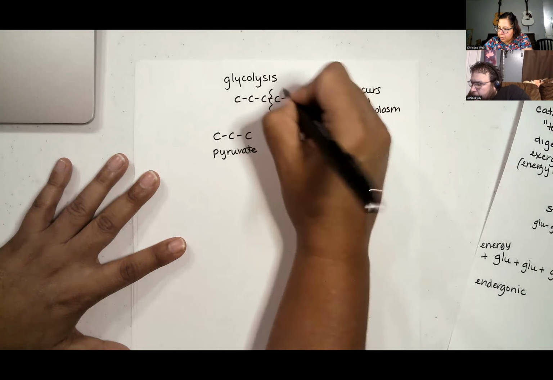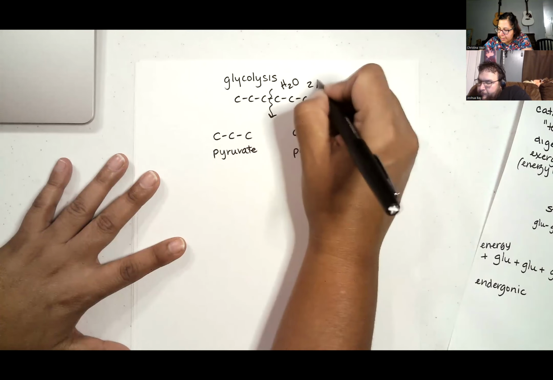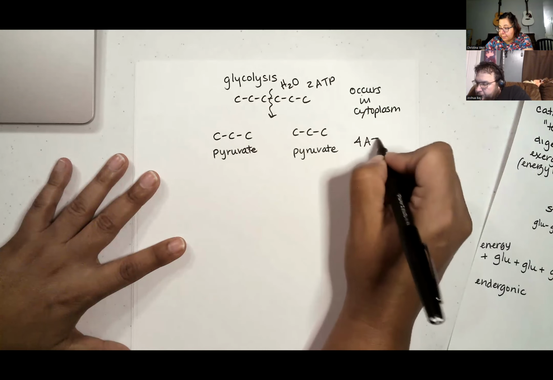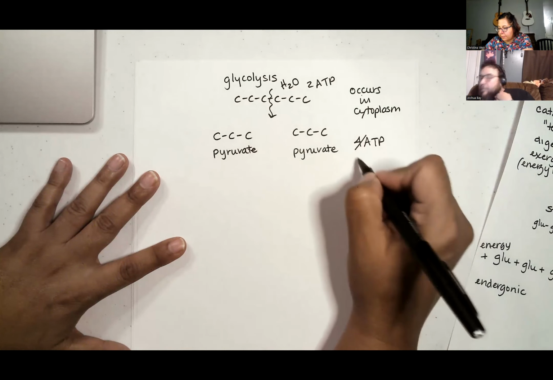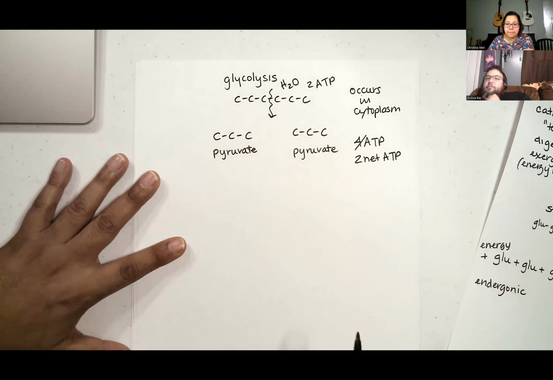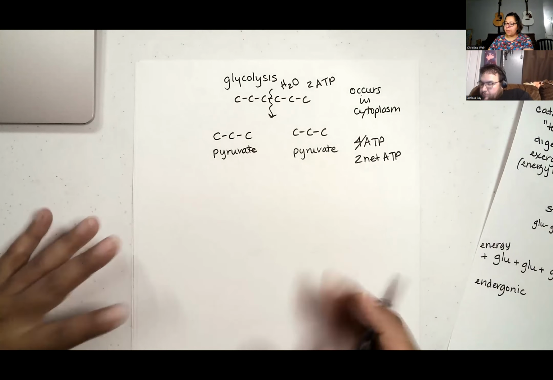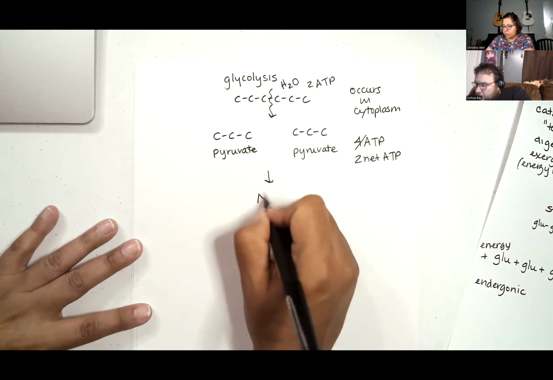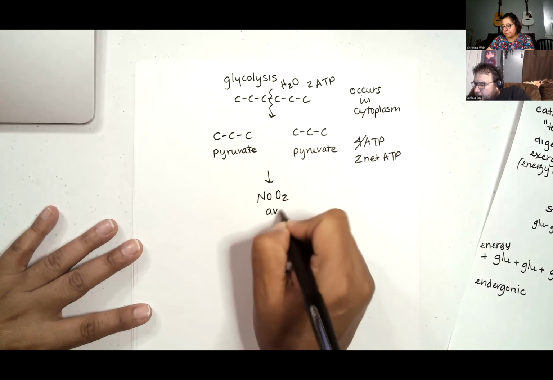It still requires a water molecule and 2 ATP to get started, and it still generates 4 ATP when we're done, but since we have to pay ourselves back, we call it 2 net ATP. So that doesn't change. What does change is what happens to the pyruvate if there's no oxygen available.